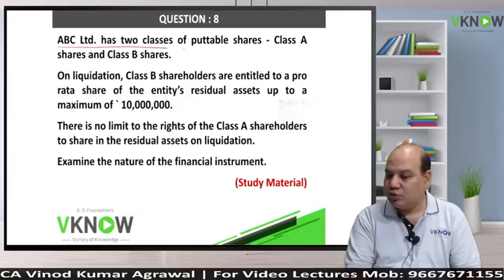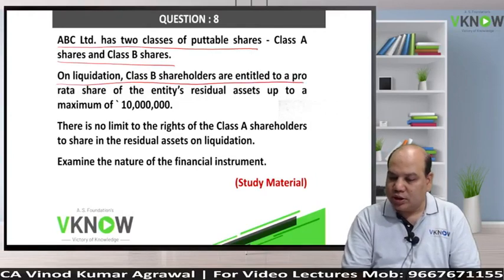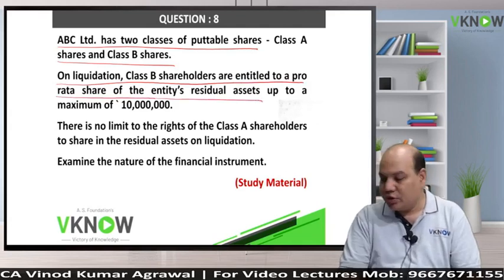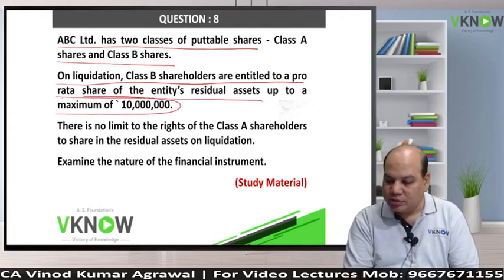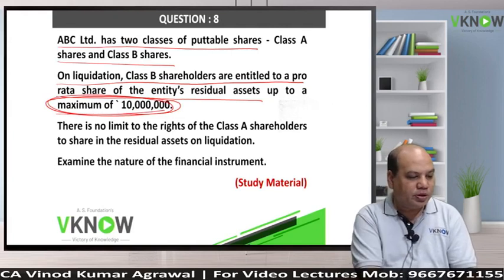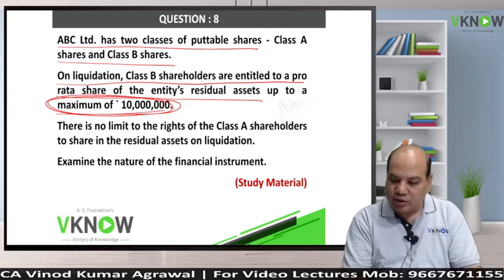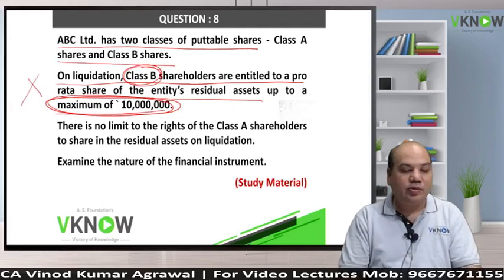ABC Limited has two classes of putable share, Class A and Class B share. On liquidation, Class B shareholders are entitled to a pro rata share of the entity's residual asset up to a maximum of rupees 10 million. Underline, up to a maximum of rupees 10 million. So can this be called as a deemed equity?